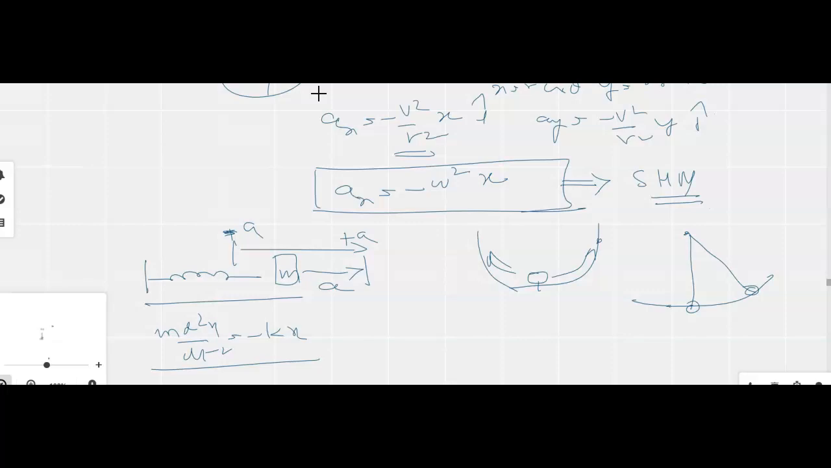So in this case, suppose L is the length of the pendulum, and you have the force mg. There is a mass m. This is mg, and the tension in the string balances this component of the gravity, and the other component of the gravity gives rise to acceleration.